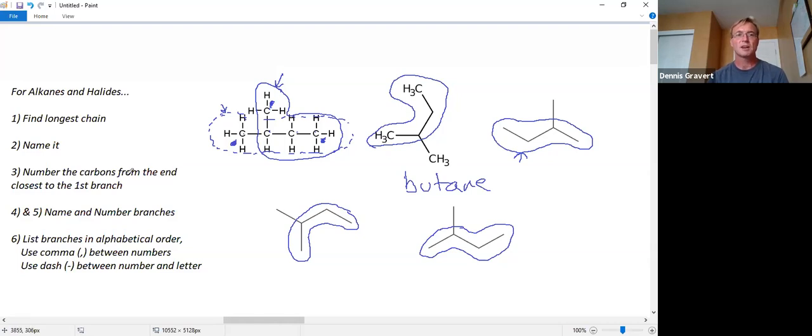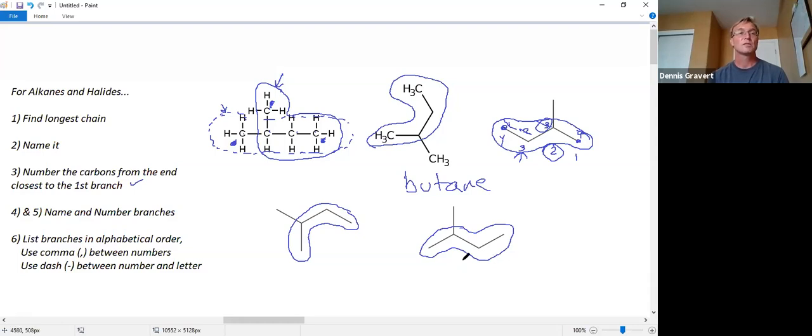Step 3, number the carbons from the end closest to the first branch. Okay, so here's my parent, I circled it. There are two ends to the parent chain. See the left side? 1, 2, 3, 4. So coming in from the left, I reach the branch at carbon 3. Or I could have started on the right. 1, 2, 3, 4. And coming in from the right side, I get a number 2. That's a lower number, which means that's the correct way to number. There's a branch on carbon 2.